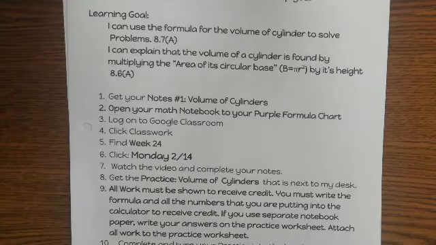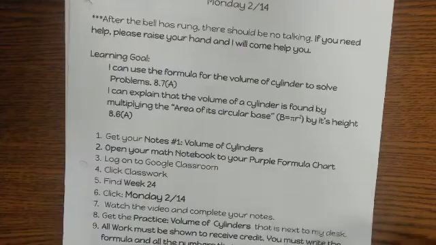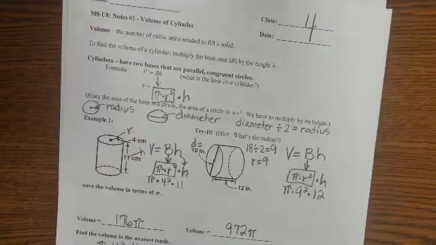Okay, today's learning goal: I can use the formula for the volume of a cylinder to solve problems. We are also still explaining that the volume of a cylinder is found by multiplying the area of its circular base by its height. So, let's get our notes and get started.